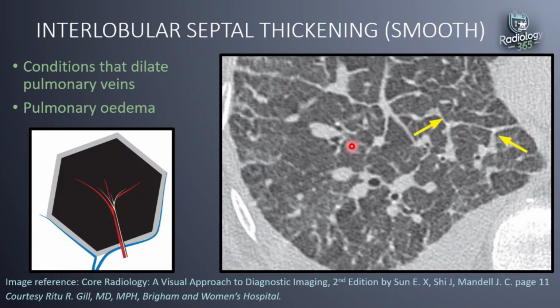So you remember we mentioned that the interlobular septa contains the pulmonary veins and the lymphatics. So any condition that will dilate the pulmonary veins, like congestive cardiac failure, pulmonary edema, will cause smooth thickening of the interlobular septa. So in this CT image, we see smooth thickening of the interlobular septa demonstrated by these yellow arrows, and this was a case of pulmonary edema.